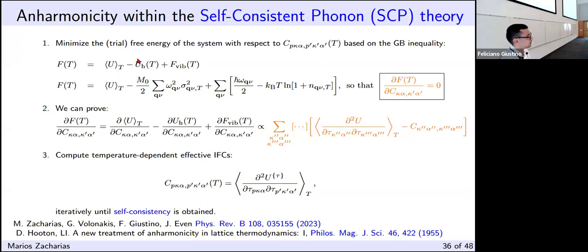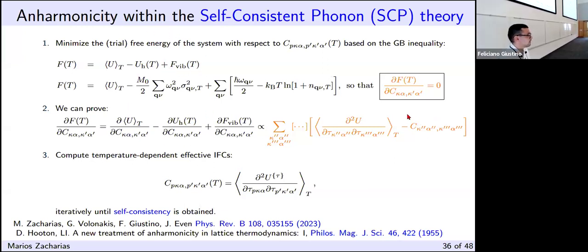Here is the harmonic potential energy surface of the effective Hamiltonian and the vibrational free energy for the effective Hamiltonian. And if we expand it, we get this expression. So the aim here is to minimize the free energy of the system with respect to the interatomic force constants and put it equal to 0. All right? So we take the derivative of the free energy with respect to interatomic force constants. And basically, this is the derivative of every object entering this equation.